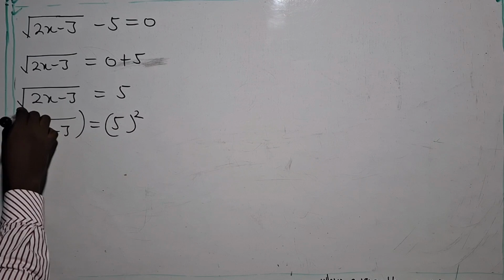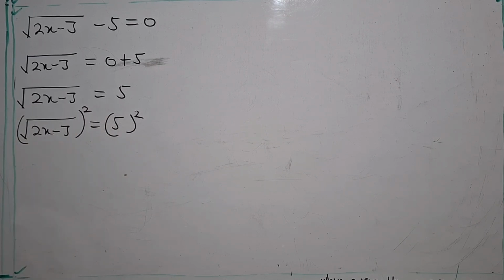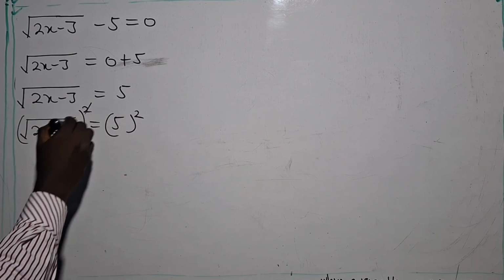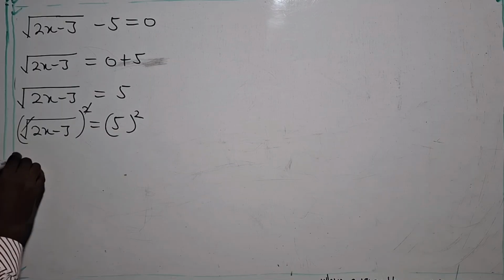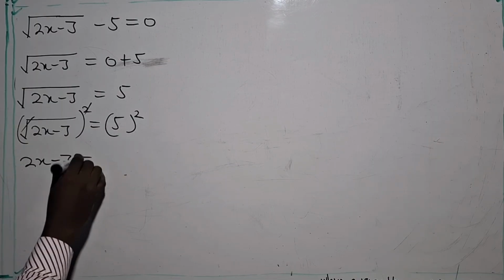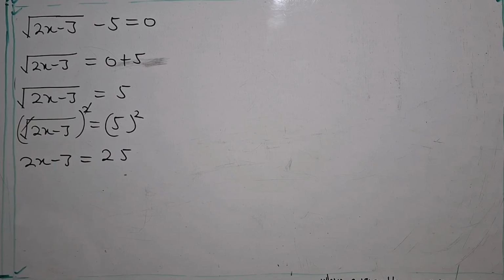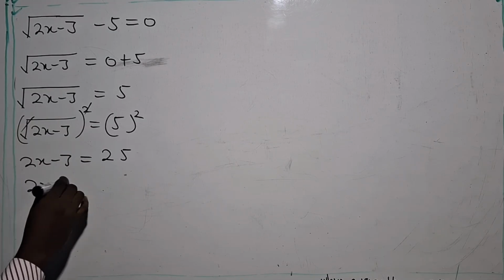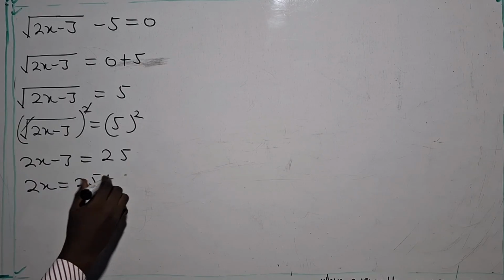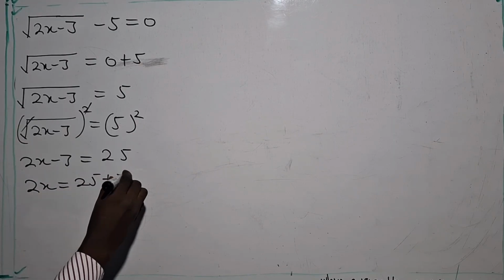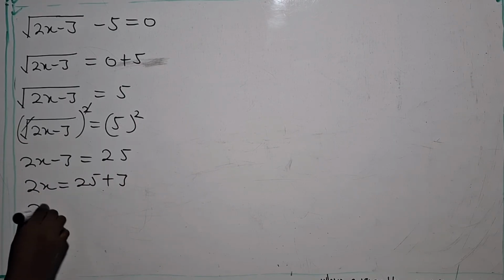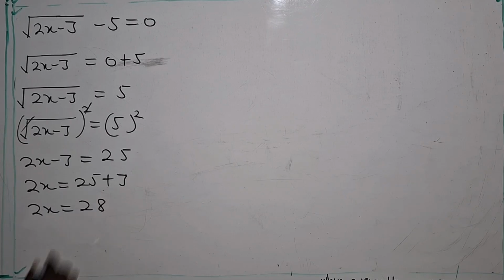By squaring both sides. Yes. So when you square both sides, the square will cancel the square root. So we have 2x minus 3 is equal to 25. So to solve, we have gotten a simple linear equation. So we have to group like terms: 25 plus 3. So here, 2x is equal to 28.